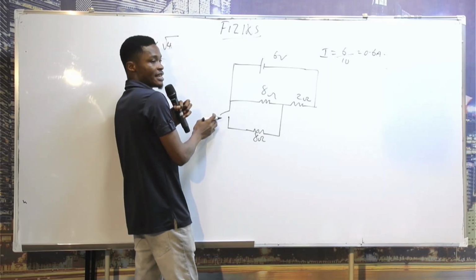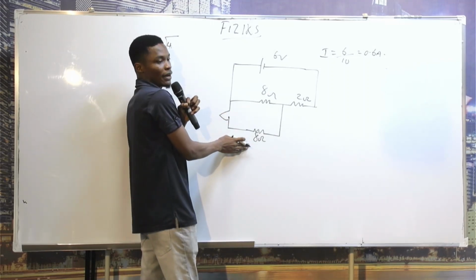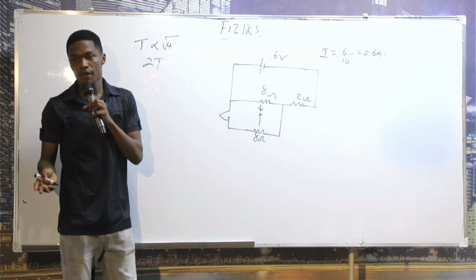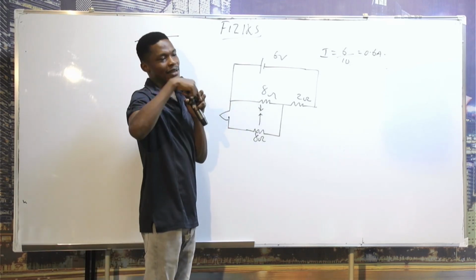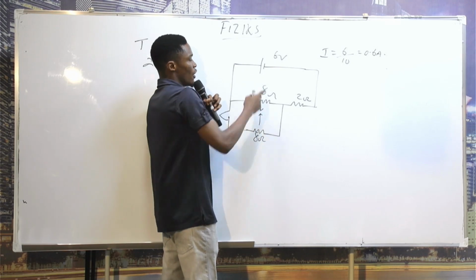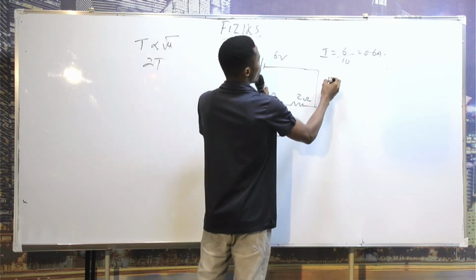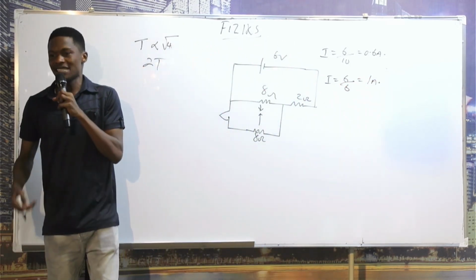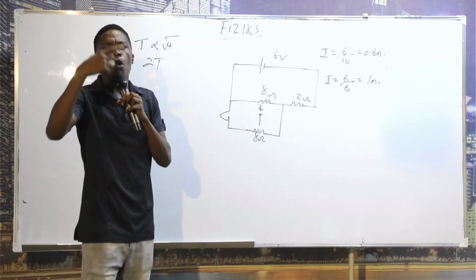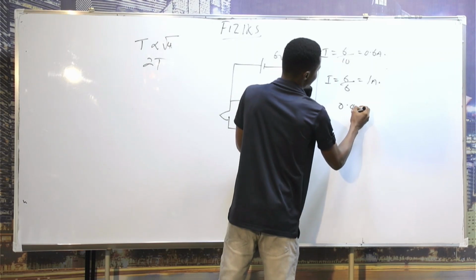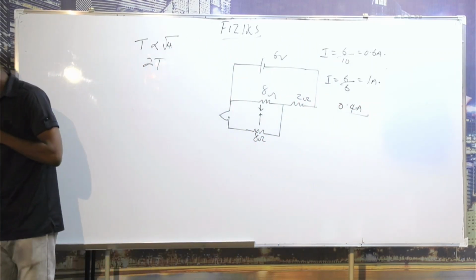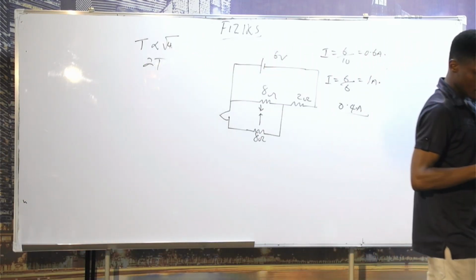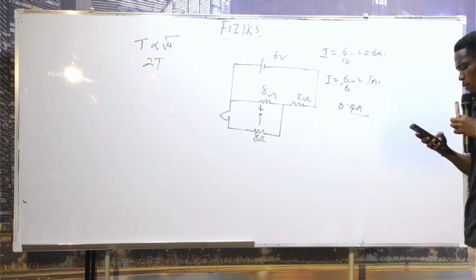But if I close the key, this 8 will now be working, and it will be in parallel with this 8. So 8 parallel 8 is how many? 4. How did I get 4? Pick 1 and divide by 2. So 8 divided by 2 is 4. 4 series 2 is how many? 6. So the current will be 6 over 6, which is 1 ampere. So what happened to the current? Did it increase or decrease? By how much? 0.4. Do we have an answer like that? Yes. Good. So the answer is option A, increase the current by 0.4 ampere.